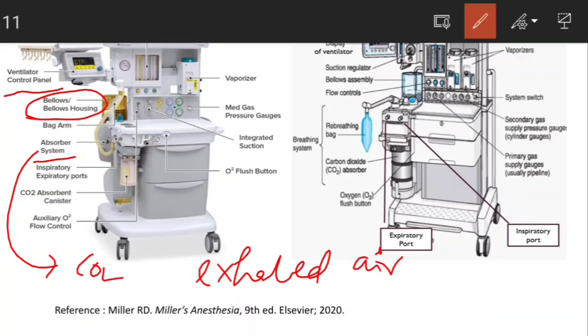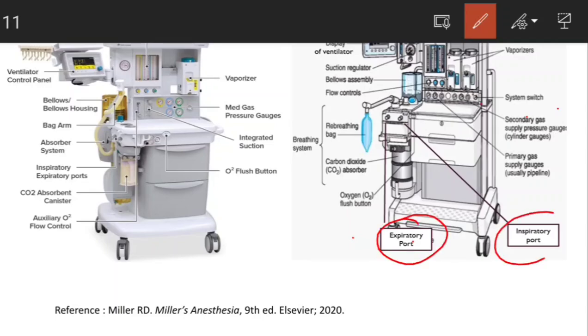Next we have the inspiratory and expiratory ports, here you can see. The expiratory port and the inspiratory port are where the gases flow in and out of the patient breathing circuit. The inspiratory port brings gases in and the expiratory port removes the exhaled air, right? So next we have the auxiliary oxygen flow control. It provides extra oxygen if needed, useful for emergencies or pre-oxygenation cases.